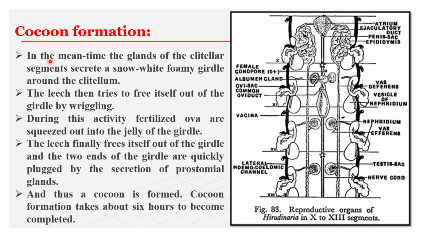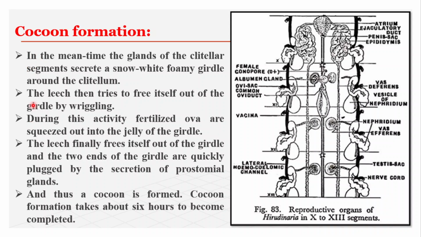Let's see. In the meantime, the glands of the clitellar segments secrete a snow white foamy girdle around the clitellum. See here, the clitellum is present in earthworm also, in leech also, which is the structure that can be identified externally by seeing the animal or species or worm.